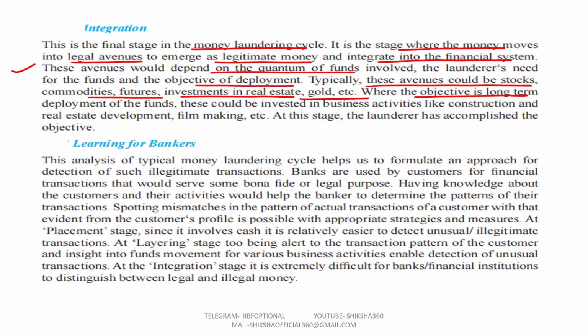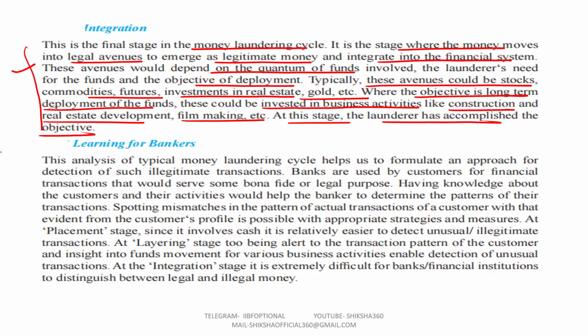Where the objective is long term deployment of the funds, these could be invested in business activities like construction and real estate development, film making, etc. At this stage, the launderer has accomplished the objective, that is, they have fully converted the money from illegal into legal. So what is the learning for the bankers here?